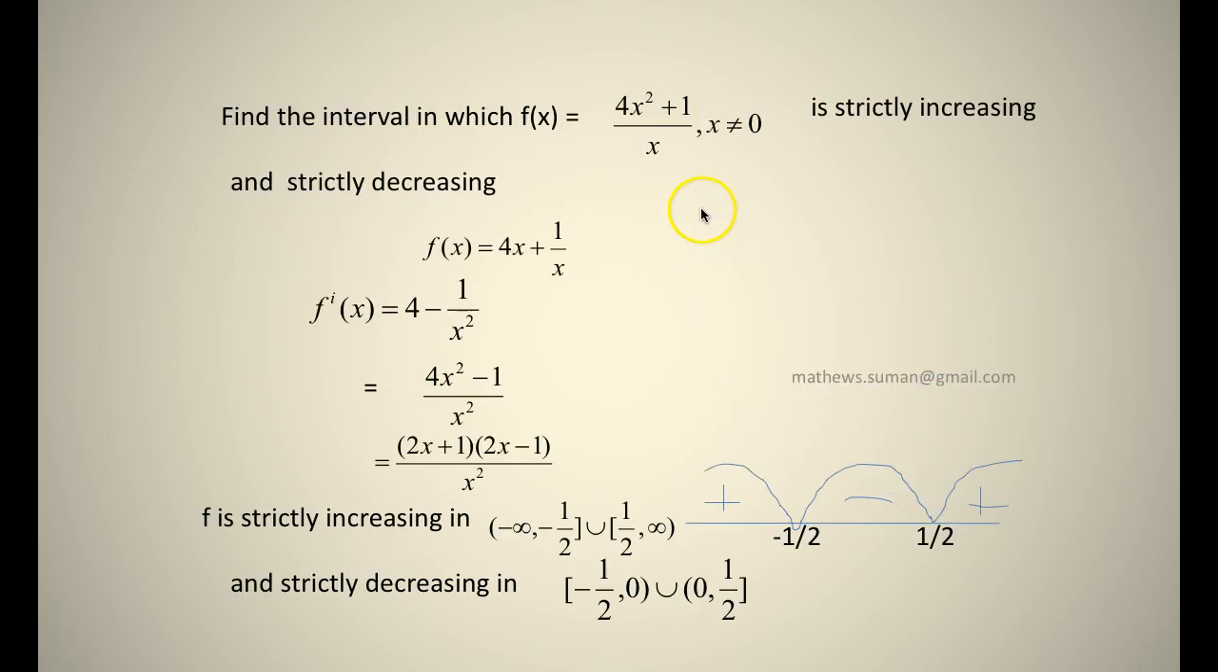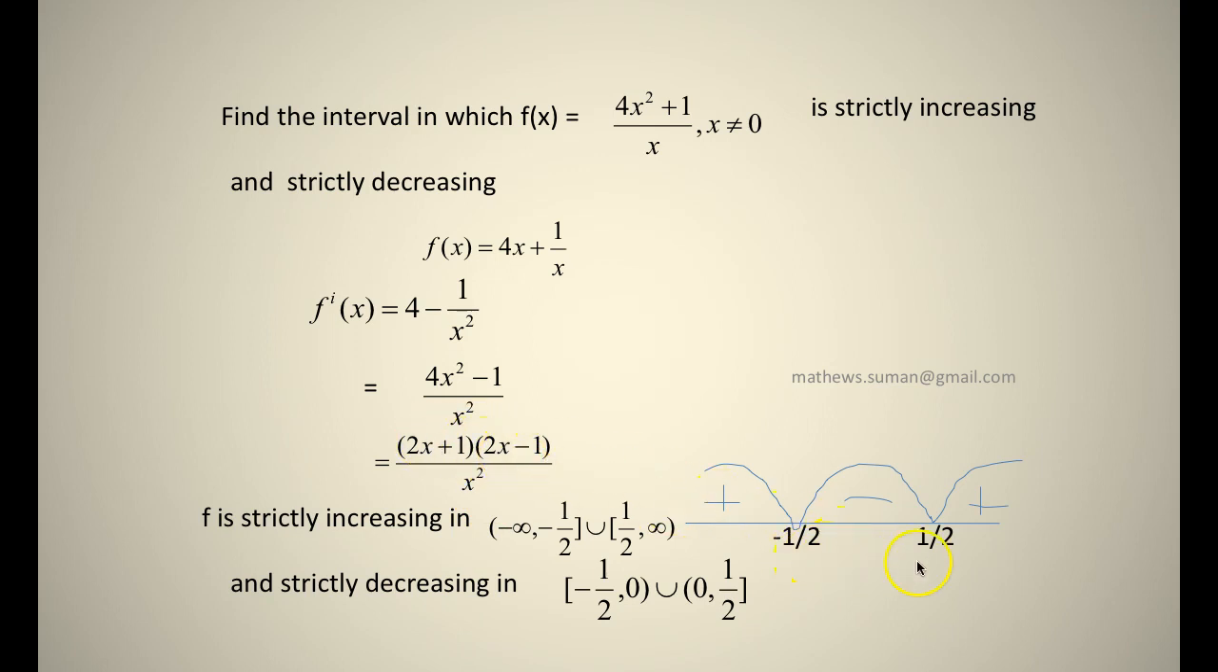Find the intervals in which f(x) equal to (4x squared plus 1) by x, where x not equal to 0, is strictly increasing and strictly decreasing. Dividing by x, we get f(x) equal to 4x plus 1 by x. So f dash x is 4 minus 1 by x squared. That is (4x squared minus 1) by x squared. Factorizing, you get (2x plus 1)(2x minus 1) by x squared. So the roots will be minus half and plus half.